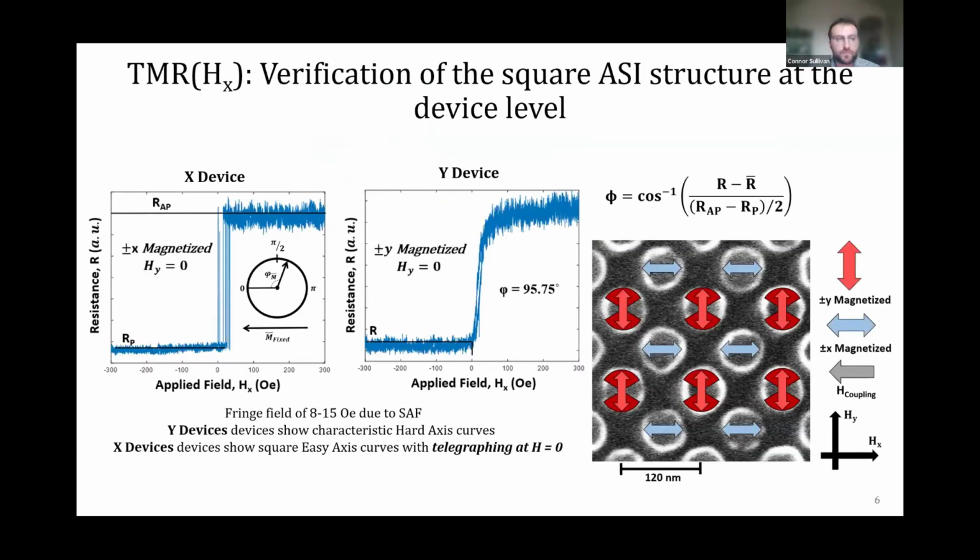What we find with field is that there are two main behaviors. One, it is either an X device that telegraphs between parallel and anti-parallel. The only difference in this case is that it telegraphs at nearly zero field. Or it observes a rotation in which the magnetization no longer lies along that sweeping field. So we observe a more Y-like device. So we basically give those two devices the names X and Y.